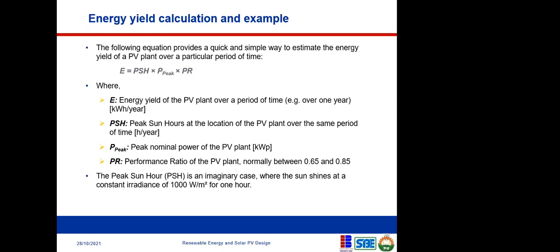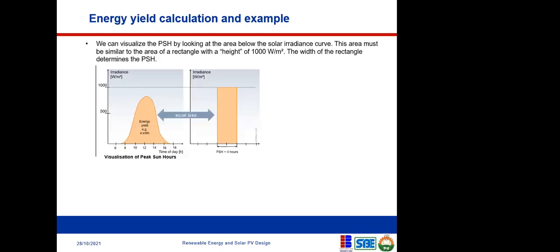So the peak sun hour is an imaginary case where the sun shines at a constant irradiance of 1000 watts per meter square for 1 hour. That is what I explained here. We can visualize the peak sun hour by looking at the area below the solar irradiance curve. This area must be similar to the area of a rectangle with a height of 1000 watts per meter square. The width of the rectangle determines the peak sun hour. I've already explained all this.